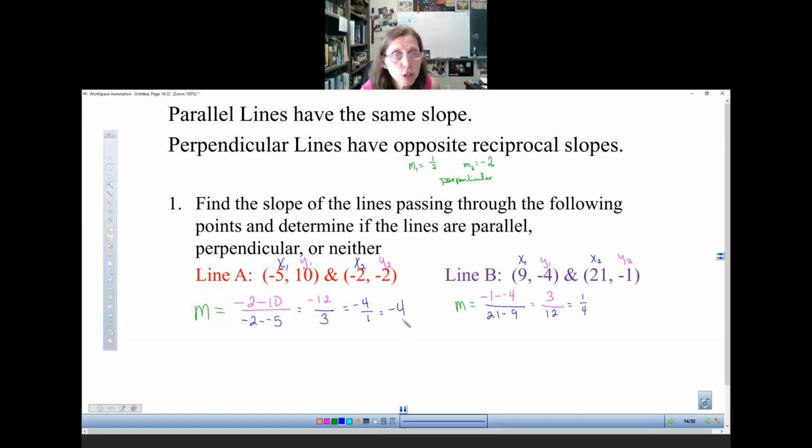Look at my two slopes. This one has a slope of -4. This one has a slope of +1/4. Can anybody tell me, are they parallel? Are they perpendicular? Or are they neither of those? You can either type it or you can tell me. Parallel, perpendicular, or neither.